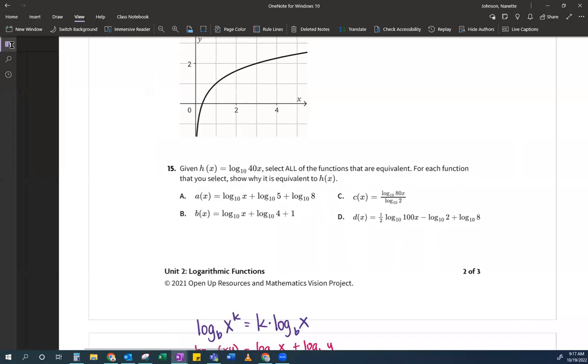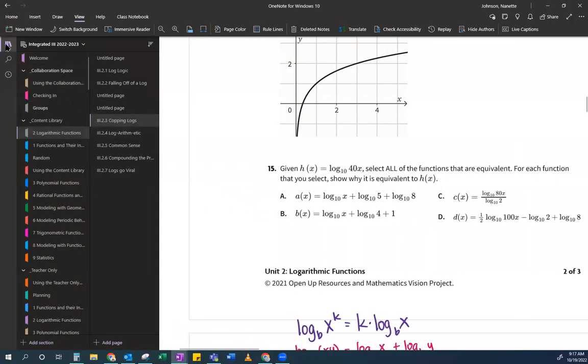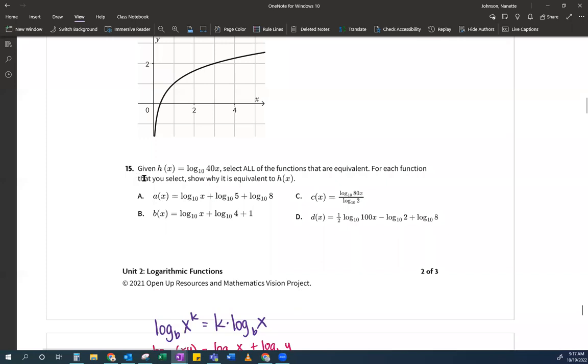Okay, so we're going to go over 2.3, 15, A, B, and D. So it says log base 10 of 40, right? So they're asking for you to see which ones are equivalent to this. And technically there's two ways to do this, okay? One way to do this is expand it.